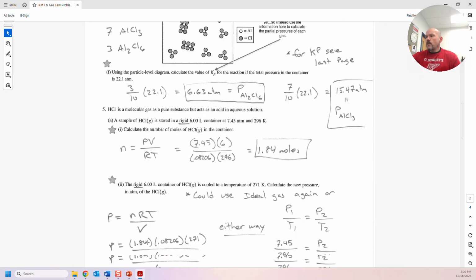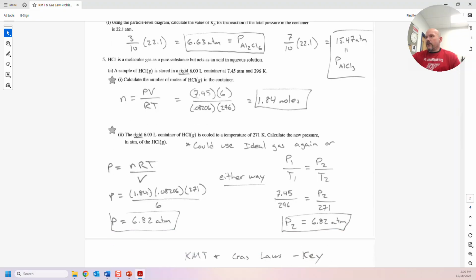All right. So if we plug the numbers into the ideal gas law, the thing we'd have to remember is, oh, we know what the moles are now. So we plug that number in for n, our R value, our new temperature, our volume still 6 liters, and solve for the pressure. And remember, when you're using that R value, your pressure is going to be in atmospheres. Or, right, this was P1, this was T1. We're solving for P2, and this is our T2. So we would just do 7.45 times 271 divided by 296 to get the same pressure. So either way you do it, you're going to get 6.82 atmospheres as our new pressure.